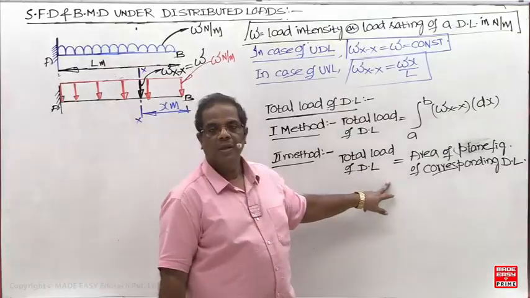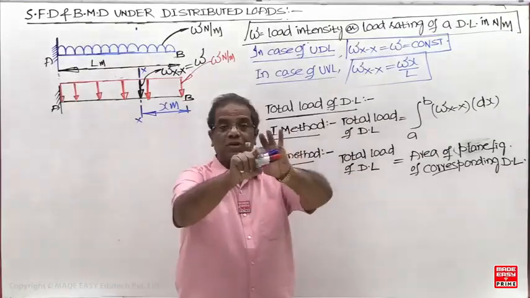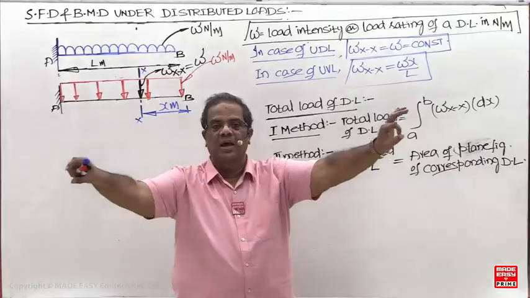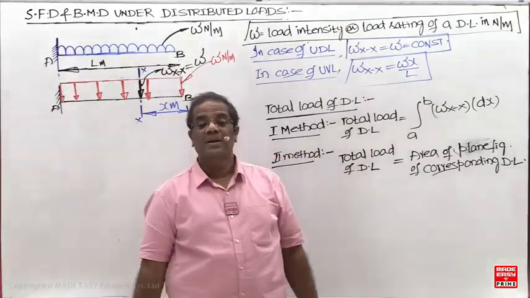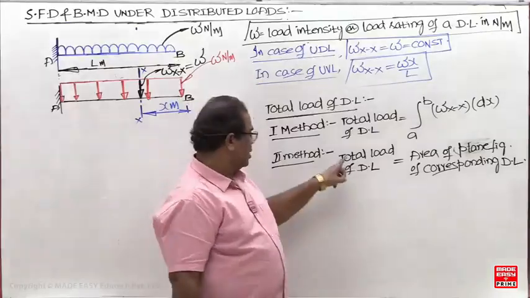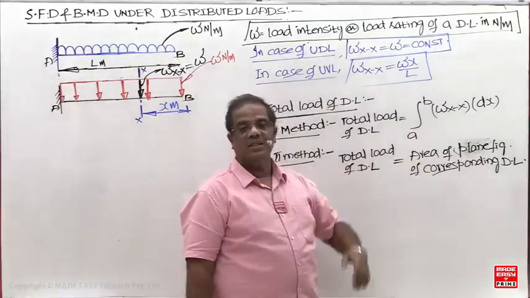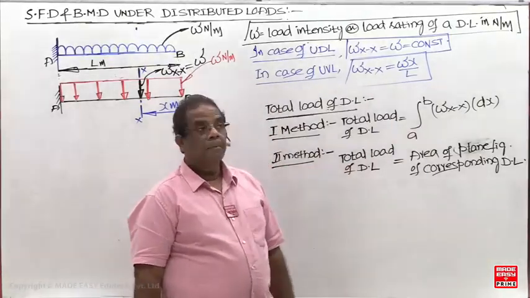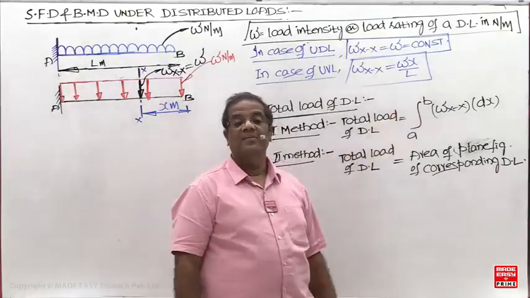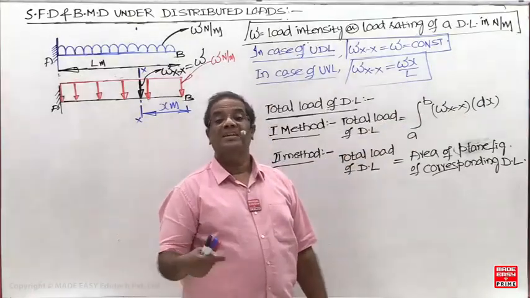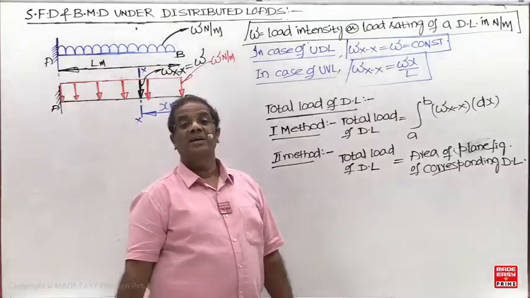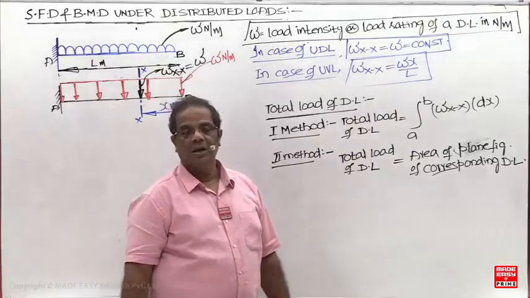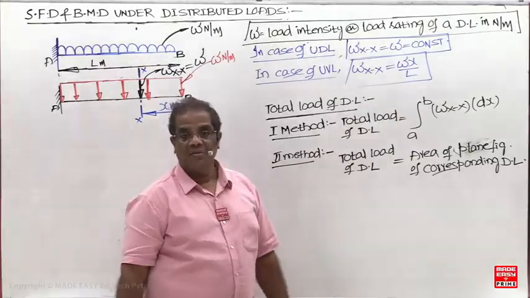Most of the textbooks use the second method. Why? Because in all the textbooks they are dealing with a UDL and UVL. UDL means rectangle. Rectangle area is known. UVL means triangle. Triangle area is known. That's why in all the textbooks they are using this. But in one GATE paper, load intensity is given as a sine function. We don't know the area of the sine curve now.